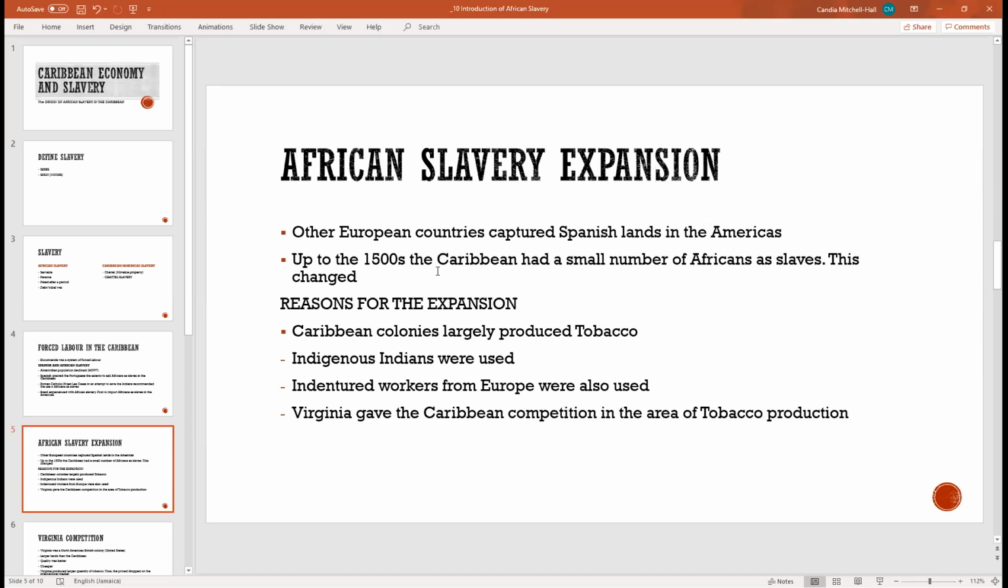So persons in Europe who would have done very bad things, they would have been criminals, they were poor, pauperized white persons. They brought them into the Caribbean and they worked on the tobacco fields. So that is one reason. The decline of the indigenous people led to the expansion of the Africans.